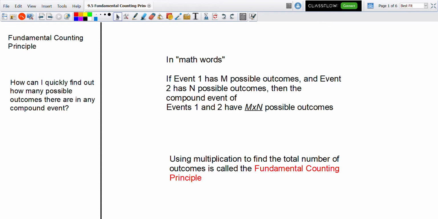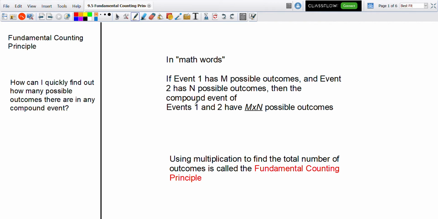Okay, our next lesson is about the fundamental counting principle. What this does is it's going to help us find how many possible outcomes there are when given any number of events.